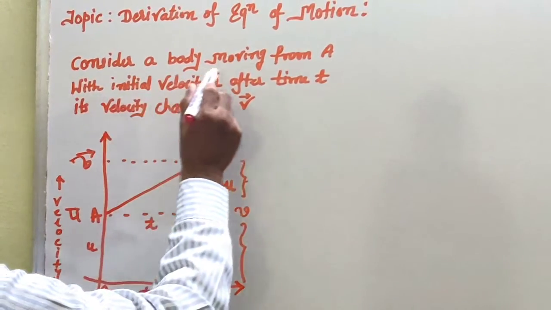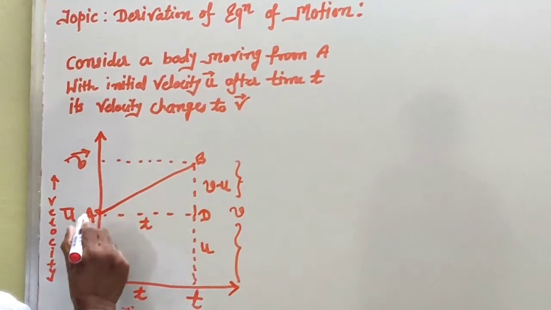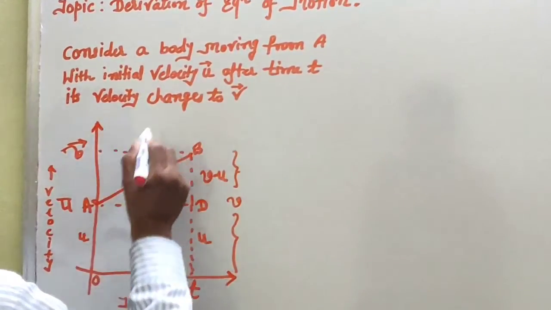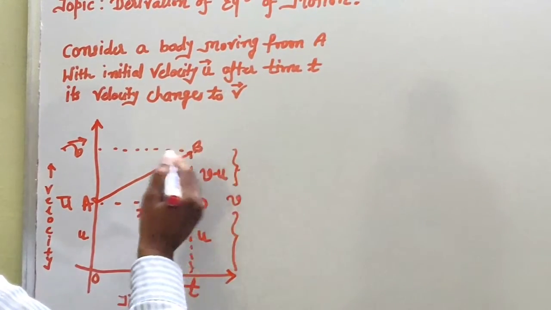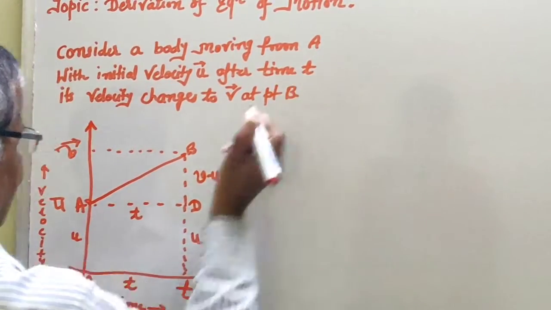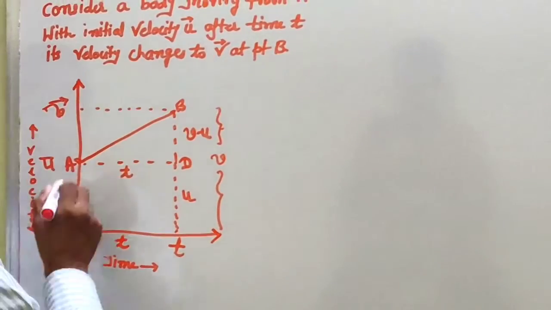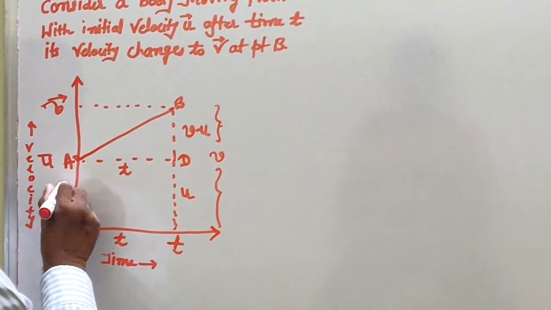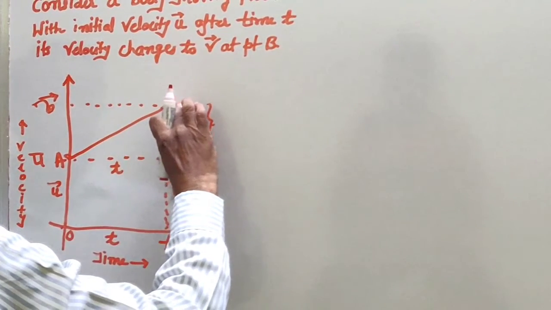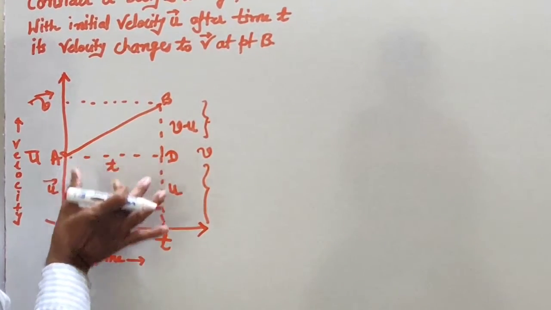Now consider a body moving from A, which means the body starts from A with an initial velocity u. After time t, its velocity changes to v, which means it reaches point B. Now draw the graph between time and velocity. So the distance OA is equal to u and distance OB is equal to v. Now you have to find the BD distance, that is v minus u is equal to BD. This AD is equal to t.